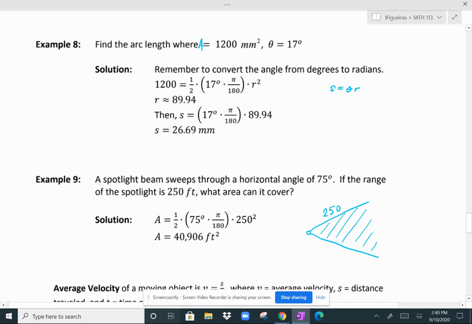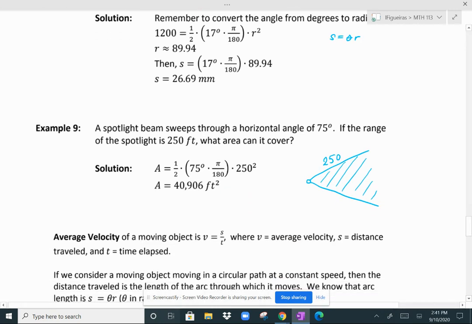So I'm basically trying to figure out everything that is illuminated by that spotlight. So I basically have an area of a sector. So I have 1/2 theta r squared, r being 250 because that's how far the light reaches. And my angle has to get converted to radians again. So when you put all of that into a calculator, you get that your area is 40,906 feet squared.